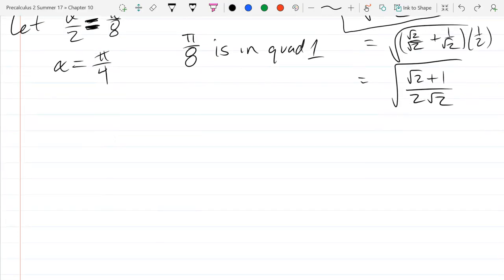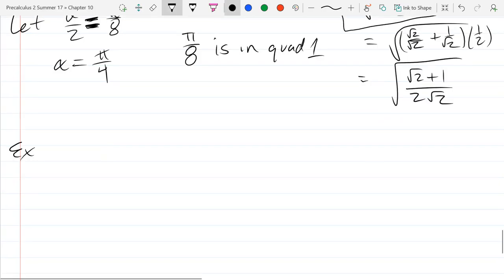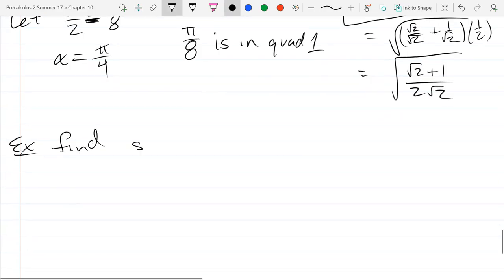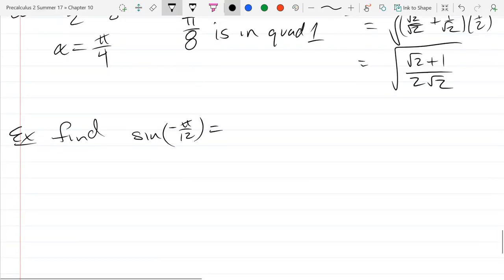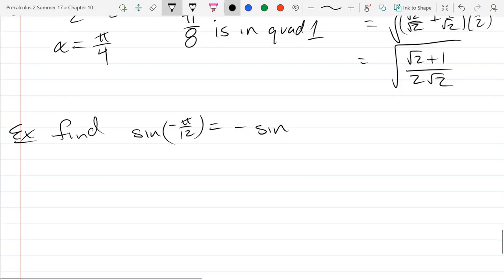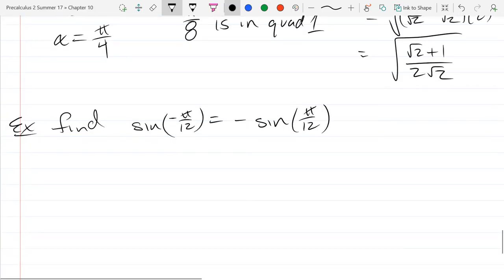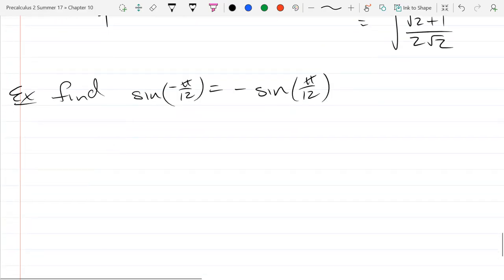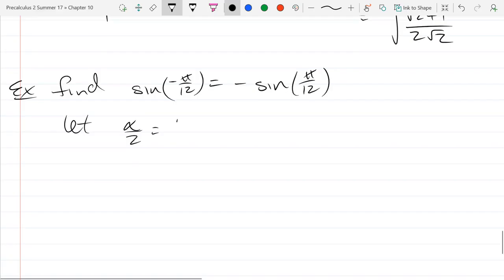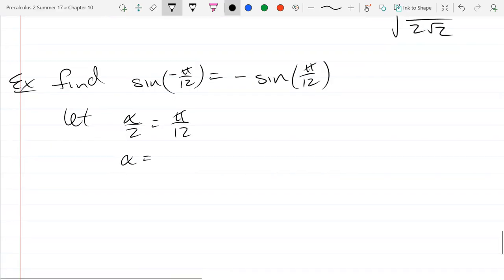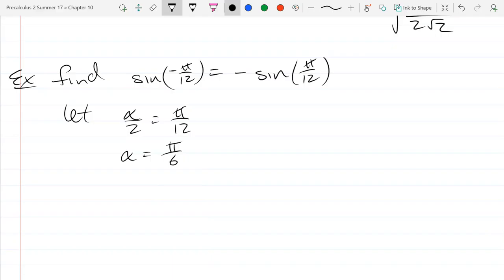So next up, sine negative pi over 12. All right, I don't really like negative angles whenever I can help it. Sine is odd. So I think we did a pi over 12 before using a difference formula, but let's use the half angle instead. So alpha over 2 is pi over 12 multiplied by 2, so regular alpha is pi over 6.